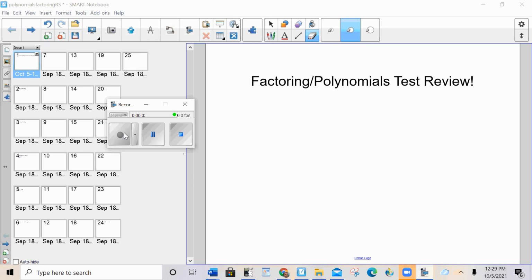Hello everybody. Today we're going to be preparing for our factoring and polynomials test. One thing I just want to mention, make sure you know your multiple choice strategies, which will be done in a separate video. But make sure you know your multiple choice strategies, as you will be able to utilize them for various different questions. Let's jump right to it.